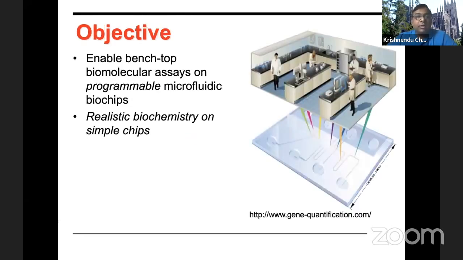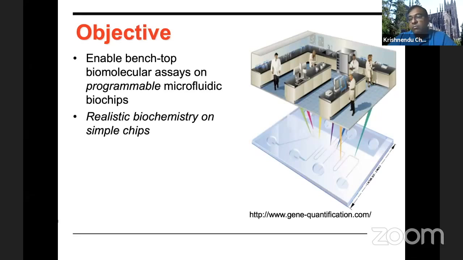So what is our goal? Our goal is to enable benchtop biomolecular assays, which are protocols that chemists or biologists run in a lab. We want to miniaturize all of that and make it run on a small chip, a microfluidic biochip or lab-on-chip. This chip is programmable, so we can write software that can be used to control the various operations that run on these chips. So essentially, you see this picture here where we have a lot of equipment in a lab, and we want to miniaturize everything and put that onto a chip.